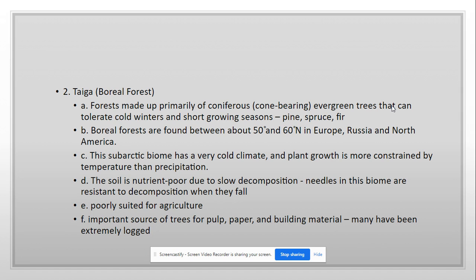And so, the taiga is a very poorly suited climate for agriculture. But the taiga or boreal forests are incredibly important sources of trees for things like pulp, paper, and building materials. So oftentimes when we talk about deforestation, it's also the boreal forest or taiga that is impacted by that human activity.